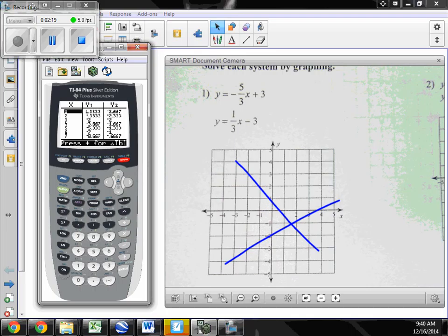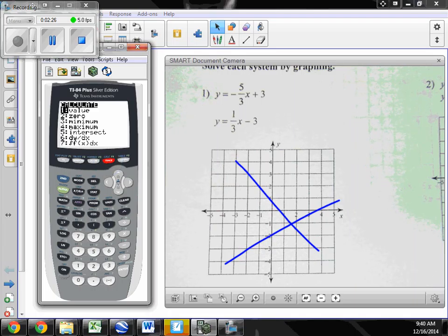So the best way to find the intersection is to do second calc number 5, and it's going to ask you 3 questions. The first question asks, what is the first curve you want me to look at? These calculators are kind of dumb. It doesn't realize there are only 2 of them. If there were 5 lines, you can only find an intersection between 2 lines at a time.